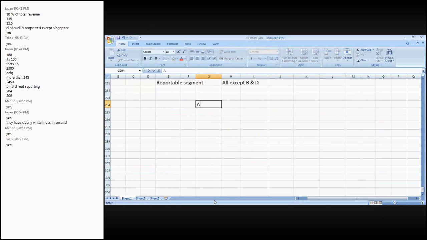Now suppose there are segments A, B, C, D, E. This is 10%. This is 25%. This is 7%, 9%. So which of them are reportable segments?